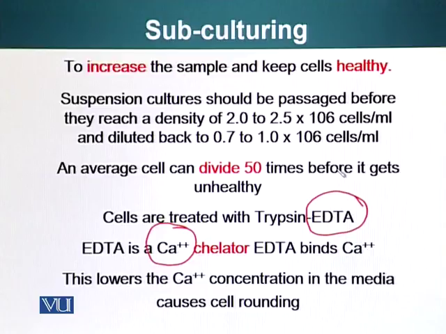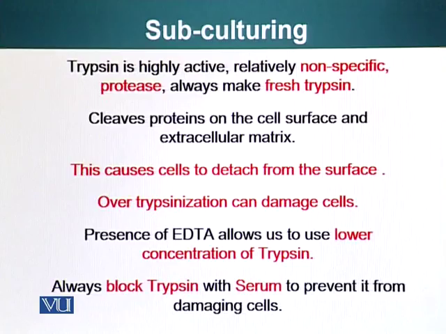Because we use EDTA, we can also lower the concentration of trypsin used, which is beneficial for the cells. As I mentioned earlier, trypsin is a protease, and a higher concentration of trypsin can damage our sample or the cells. Again, trypsin is a highly active, relatively non-specific protease, and it should be made fresh every time.